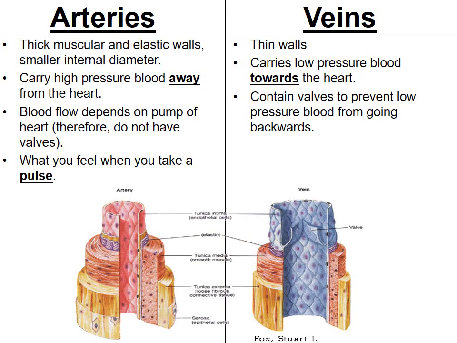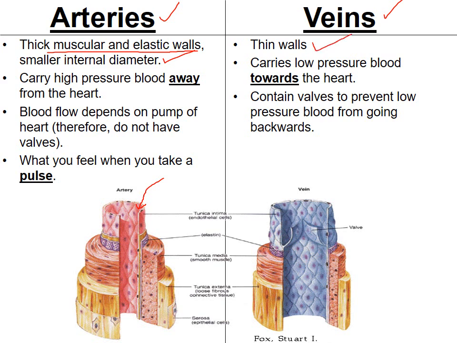So you do need to know the difference between arteries and veins. As you know, they are bigger than capillaries. Arteries have a thick, muscular, and elastic wall, and they have a smaller internal diameter because they're so thick. So there's internal diameter smaller, but that's because they're so thick and muscular, and they have elastic walls. The veins have thin walls.